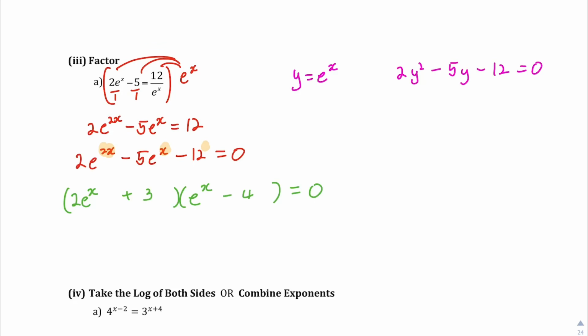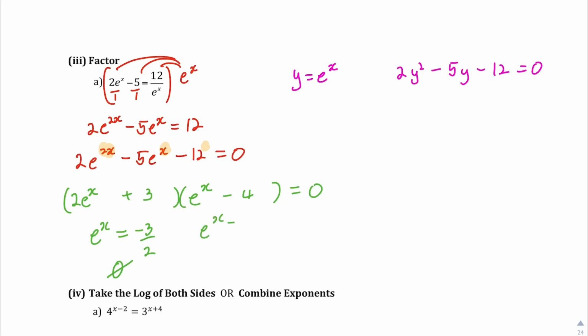And so I'm now going to have e to the x equals minus 3 over 2, which of course is extraneous. The e to the x function is asymptotic at y equals 0, the x-axis, and so it'll never pass underneath.